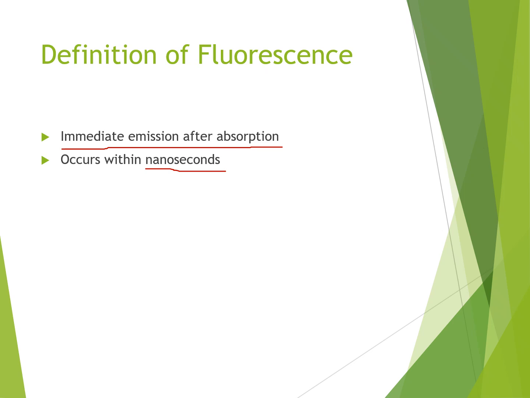Once the excitation source is removed, fluorescence stops instantly. The rapid response is a key identifying feature. As we have discussed, light is absorbed through the absorption of radiation, and after the absorption, the electrons jump to the higher energy state, and when they come back to the lower energy state, fluorescence takes place, and it is the immediate emission of light.